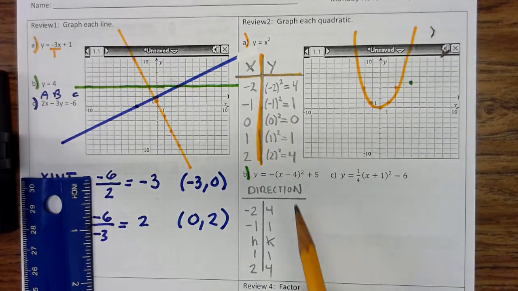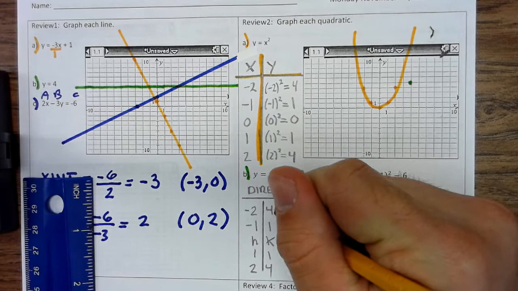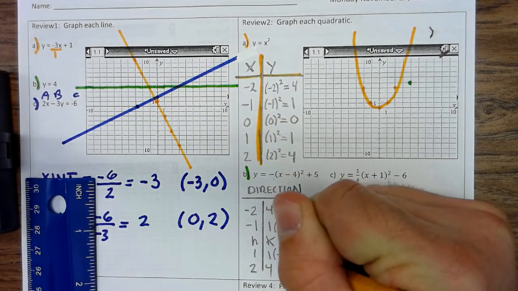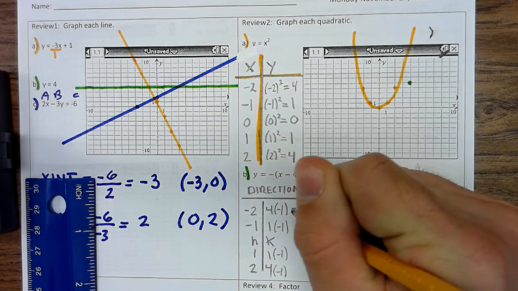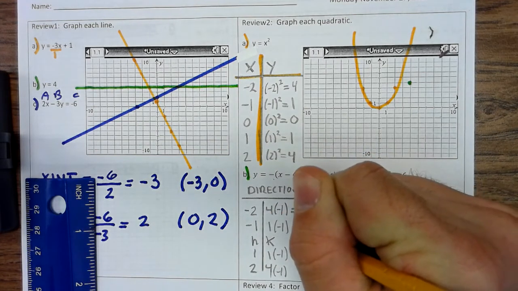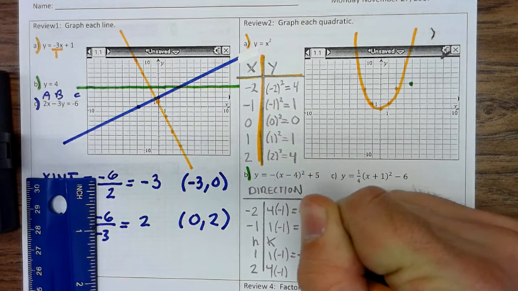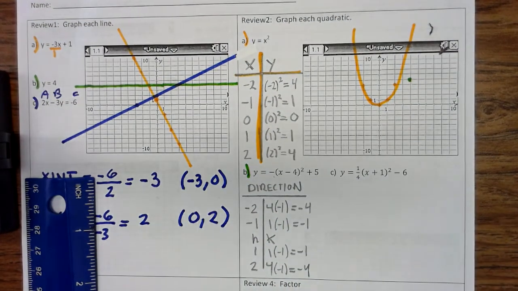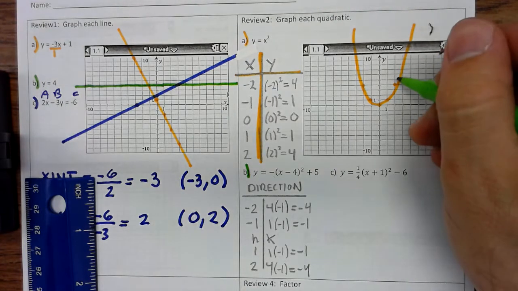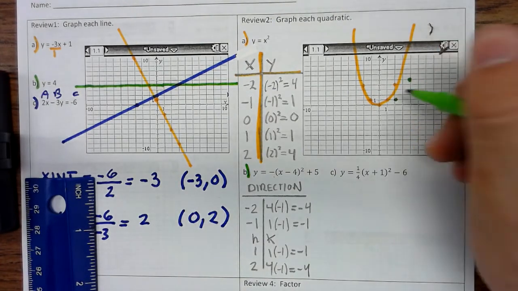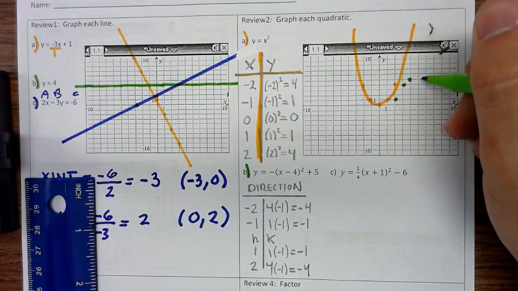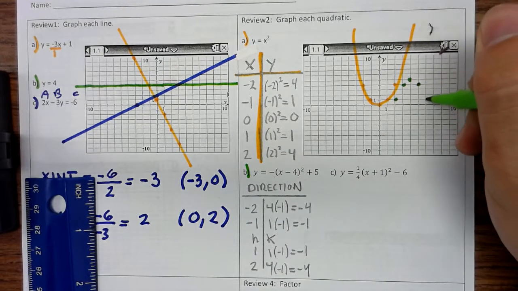Okay. Now because of the negative, we multiply all the y values by -1. So that's -4, -1, -1, -4. So from the vertex, we go left 2, down 4. Left 1, down 1. Right 1, down 1. Right 2, down 4.